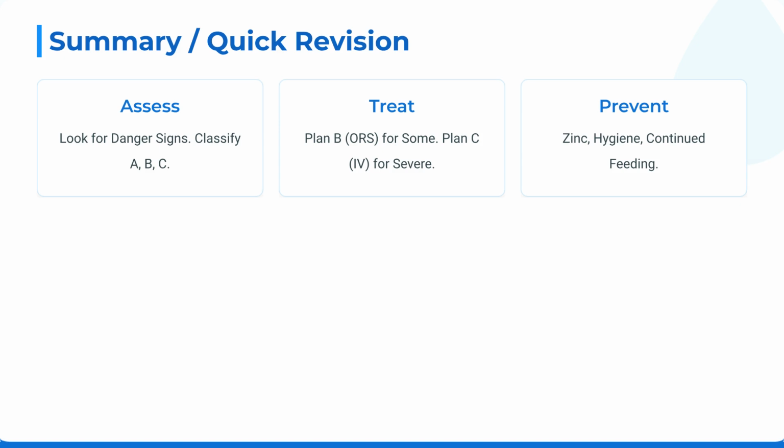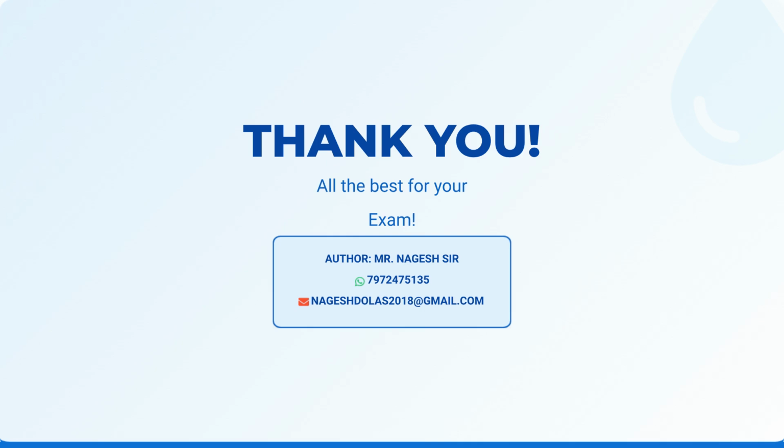In summary, assess the child for danger signs and classify dehydration. Treat with Plan B for some dehydration or Plan C for severe cases, and focus on prevention with zinc, hygiene, and continued feeding.